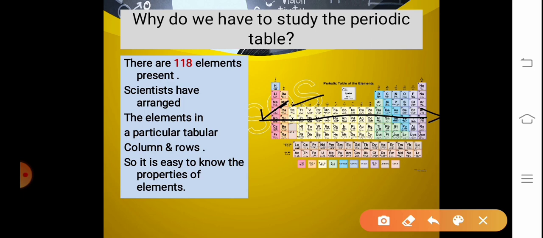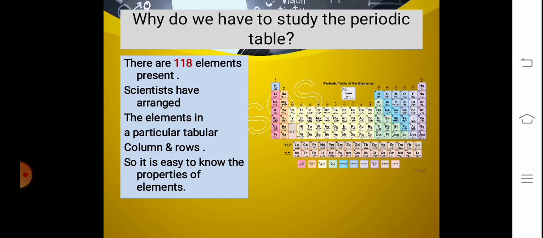Okay, these elements are repeating their properties. Periodic interval means they're repeating their properties. Hence, it is called a period. So then why is it a table? Because these elements are arranged in tabular form. As the elements are arranged in tabular form, it is called a table. And together we call it the periodic table.